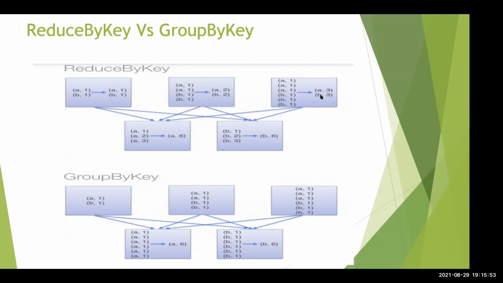This is okay for 2 and 6, but think about millions and millions of records. With reduce by key, how much network traffic are you saving? That saving is huge. So that's why reduce by key is always preferred.